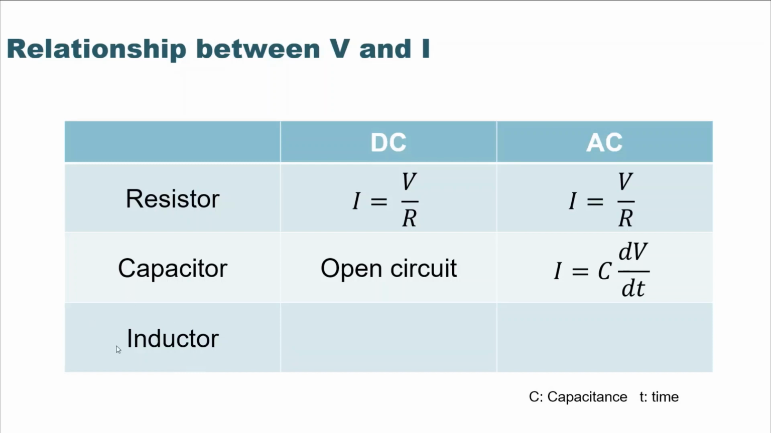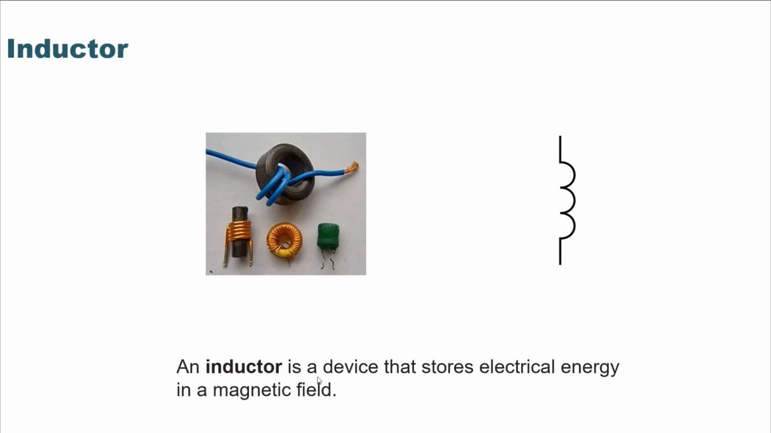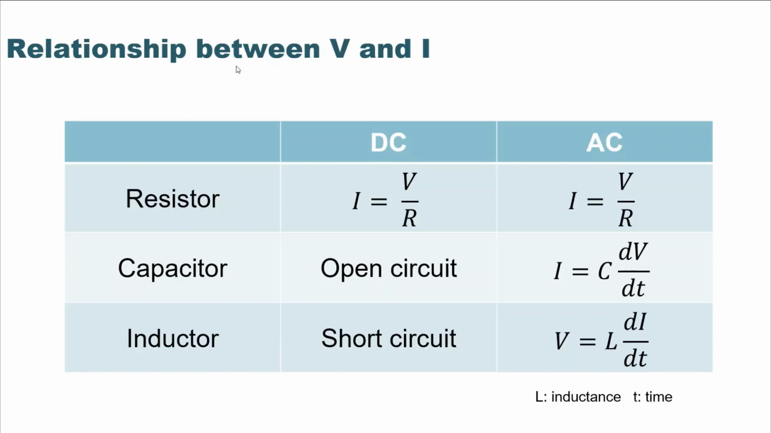We're also going to introduce the inductor here. Remember we said the inductor has some similarities to the capacitor. The first similarity is that an inductor is also a device that stores electrical energy, just like a capacitor, but in a magnetic field. The second is that it has a similar voltage and current relationship. In a DC circuit, the inductor is considered a short, or a wire, but in an AC circuit, it follows this equation here.